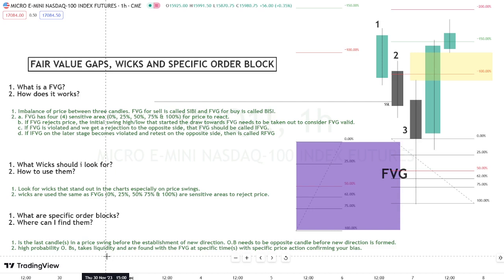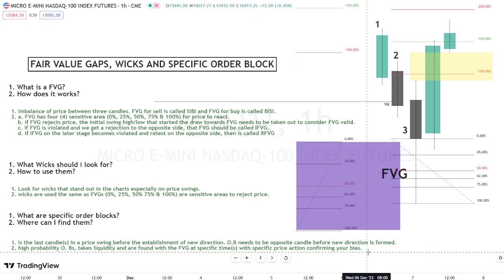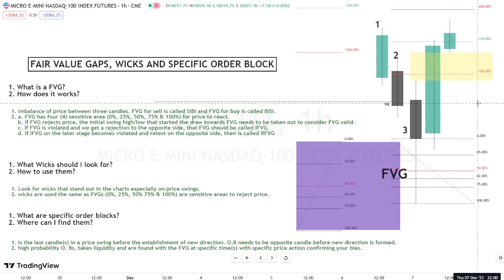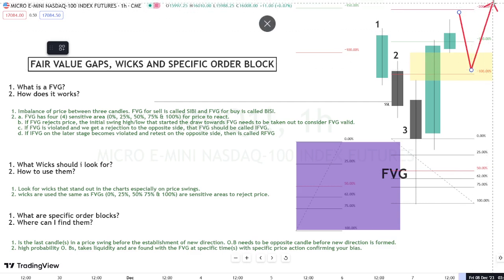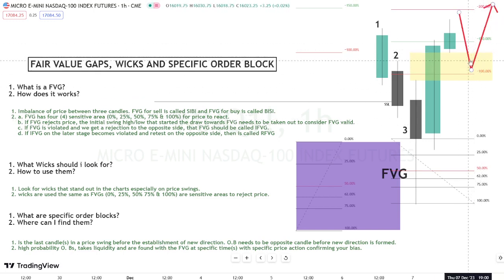High probability order blocks take liquidity and are formed with fair value gaps at specific times with a specific price action. And then price action confirming your bias. You are moving up, right? Then you have the fair value gap which we talked about here. As price comes back here to your fair value gap, you utilize what you've learned about fair value gaps, the sensitive areas. You put your limit, your stop loss either here or here, aiming to buy high.